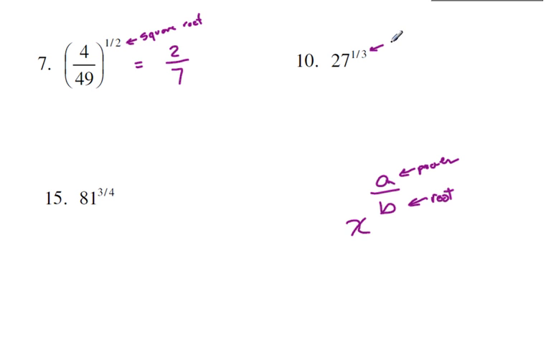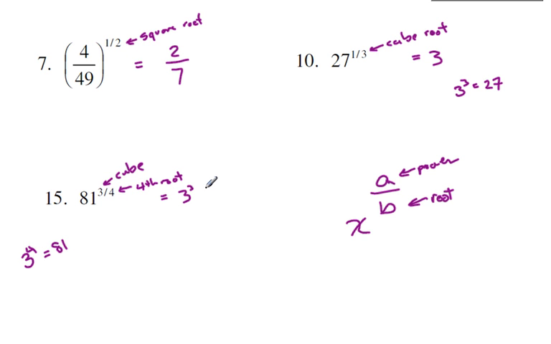Here I've got a 3 on the bottom, so I'm going to take the cube root. And I think to myself, what do I cube to get 27? And my answer is 3, because 3 cubed equals 27. On this next one, we're going to have 2 steps. First, we're going to have a 4th root, and then we're going to cube it. So we have to say to ourselves, what to the 4th power is 81? And we should recall that 3 to the 4th equals 81. And now we're left with 3 cubed. Notice we did the root first. And when we do 3 cubed, we get 27, which we reviewed right over here.